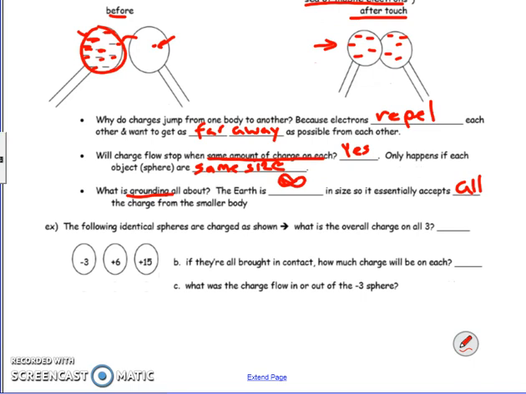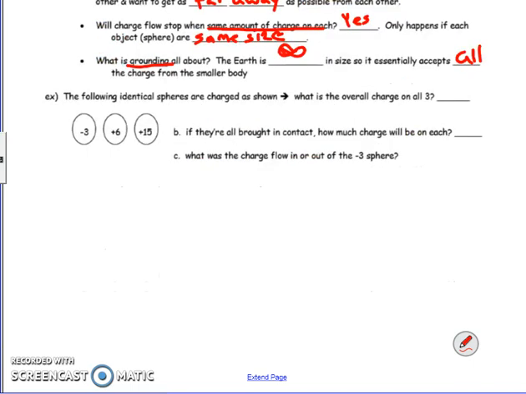So let's do some simple problems that involve conduction. We've done some of these before. This is just the formalization of it. So I've got 3 identical spheres. Let's just call them A, B, and C with respective charges. I'm not worried about whether they're coulombs or elementary charges. It doesn't really matter here.